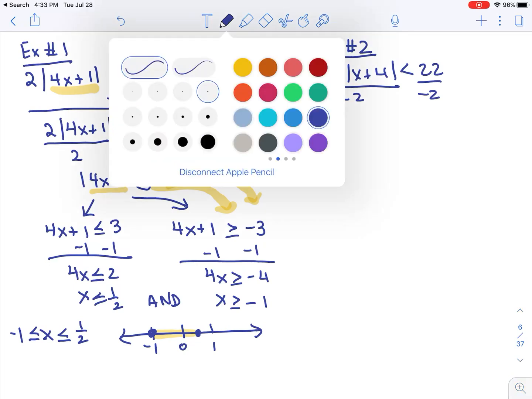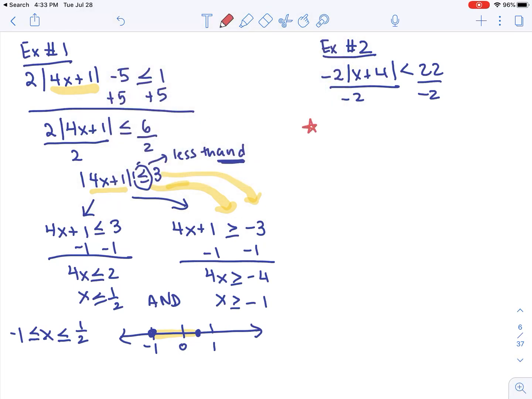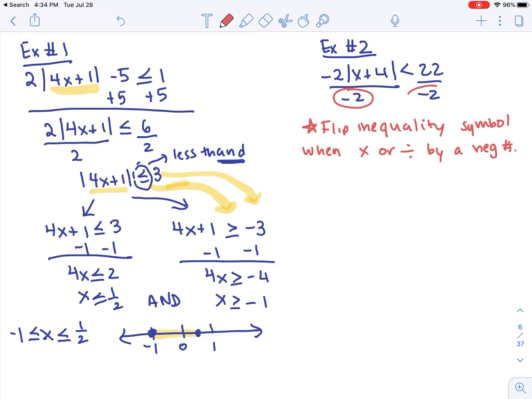So here I'm going to change colors and make a note. Remember that when you are solving inequalities, you flip the inequality symbol when multiplying or dividing by a negative number. So in the above example, you are dividing by -2.